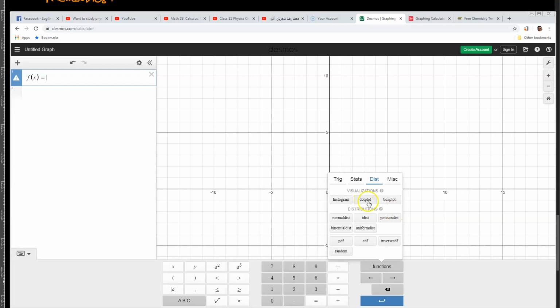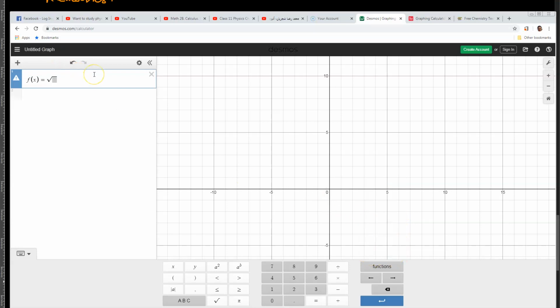Histogram, dot plot, box plot, normal distribution, t-distribution, Poisson distribution, binomial distribution, PDF, CDF, inverted. These are related to, I think, I don't know what they are.